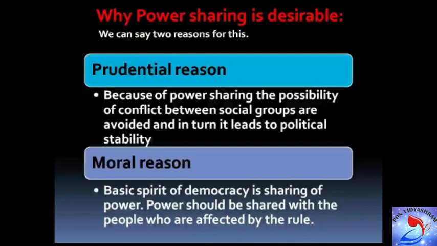Second reason why power sharing is desirable is the moral reason. Basic spirit of democracy is sharing of power. Power should be shared with the people who are affected by the rule.